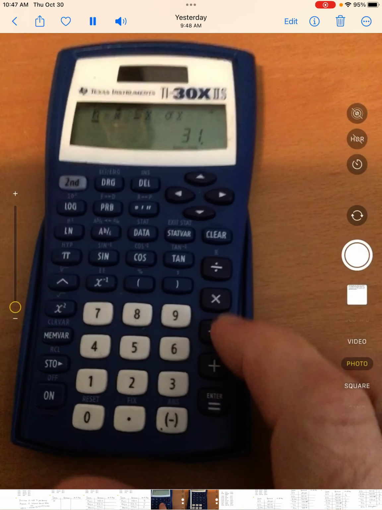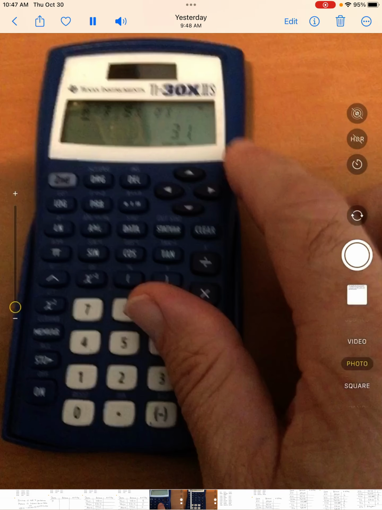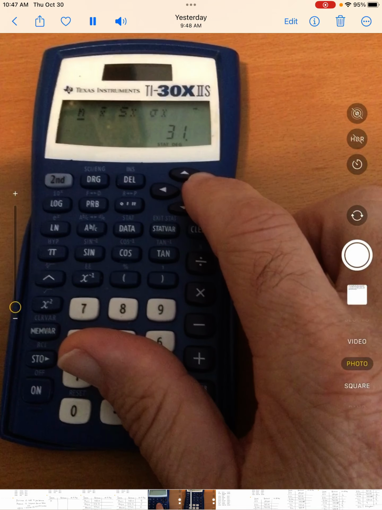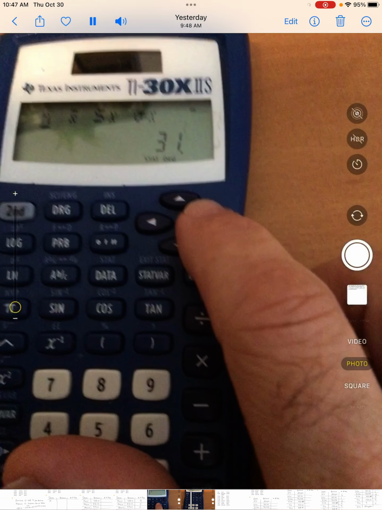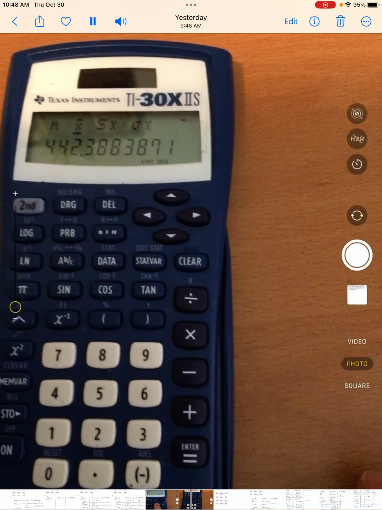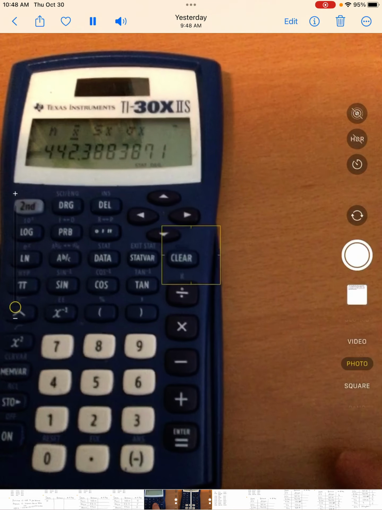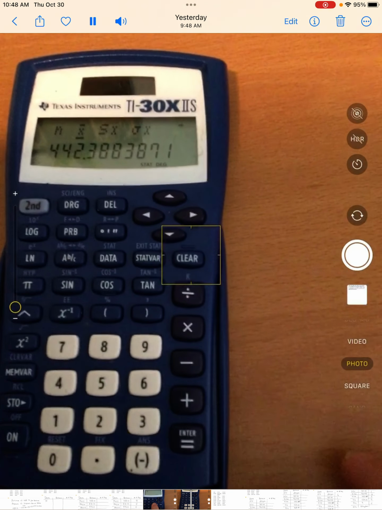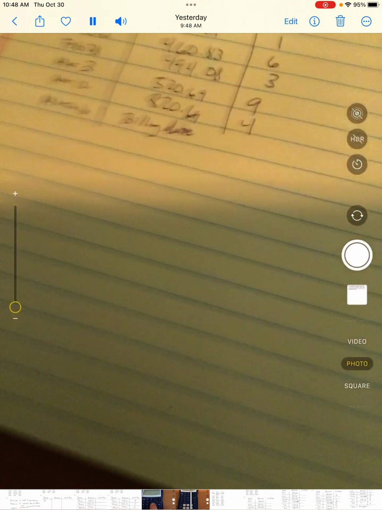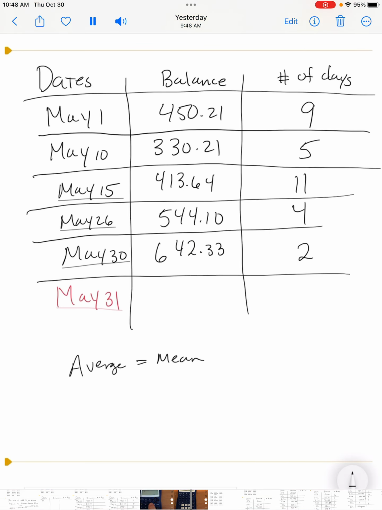Remember, we hit the stat var button to calculate, and it's going to tell us you have accounted for 31 days, which is perfect. And what are we looking for? The average daily balance, which is the mean. You know that symbol. It's that X bar there. So we move it under the X bar, and there's my average daily balance. For $442.39 was the average amount of money I had out on any given day. And so we take that number. Let me go back to the screen.